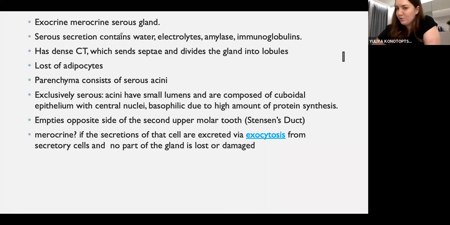Whenever they ask you, what is a parotid gland? What is a submandibular gland? What is this and this? There's a certain way to describe it. Take a look at the first sentence. In this first sentence, you need to know everything there is about parotid gland. If they ask you, what is parotid gland? What are you going to say? It is an exocrine, merocrine, serous salivary gland. In this one sentence, there's everything you need to know.